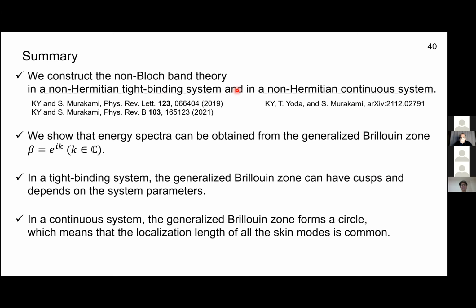So in these works, we show that energy spectra can be obtained from the generalized Brillouin zone. In a tight binding system, the generalized Brillouin zone can have cusps and depends on the system parameters. On the other hand, in a continuous system, the generalized Brillouin zone forms a circle. So which means that the localization length of all the skin modes is common. So that's all. Thank you for your attention.